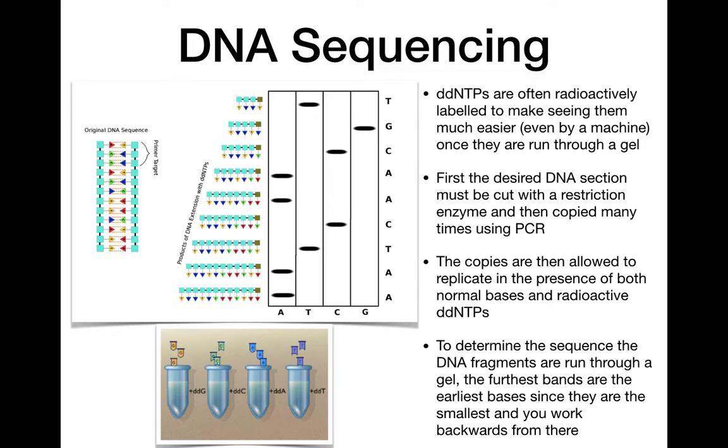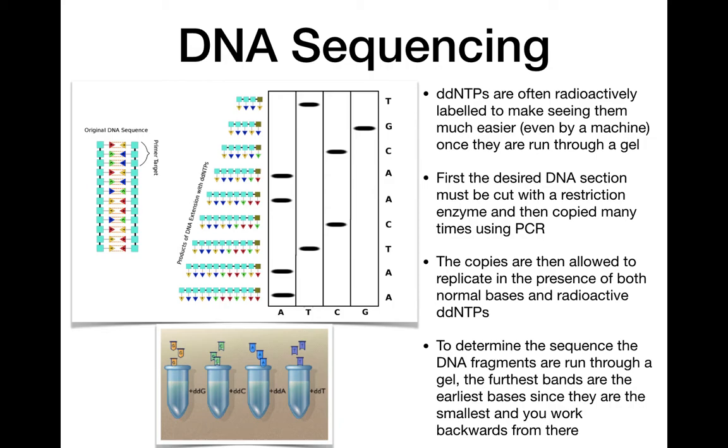So what happens here, look at this diagram, here's the DNA sequence, and allowing it to replicate, these yellow looking ones, those are ddNTPs. It will start to replicate, and when a DNA polymerase pulls in a ddNTP instead of a regular base, that just stops it. So we end up having these shorter and longer versions here.